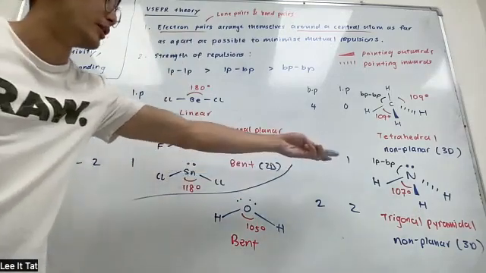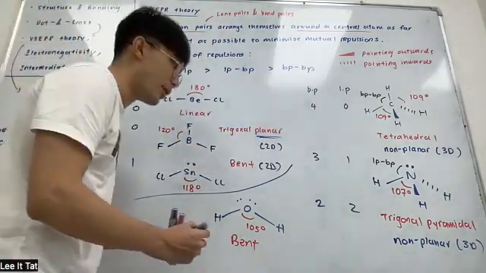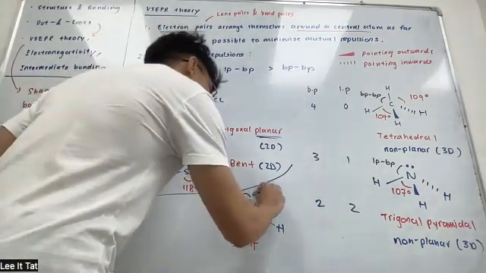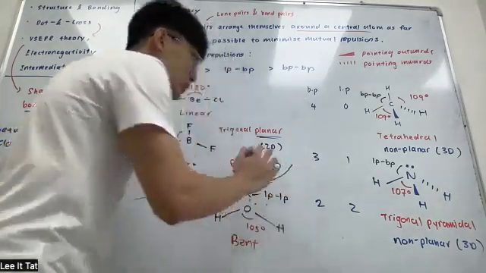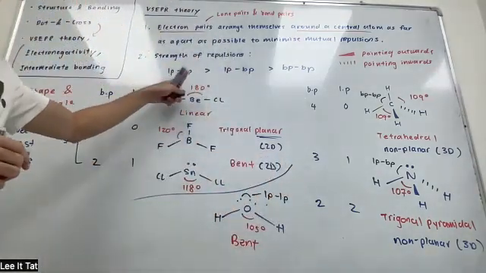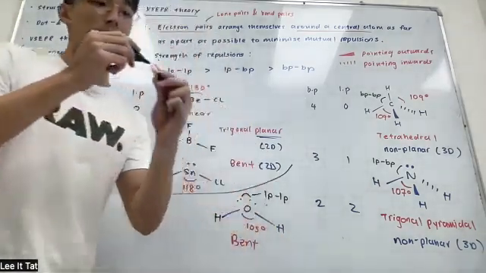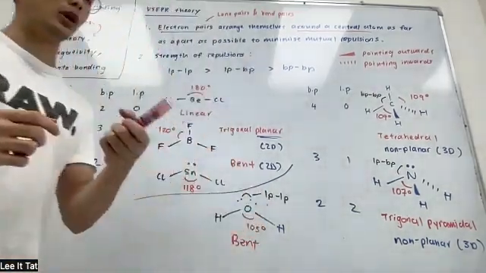Why is it smaller than the other 2? What's the repulsion called? The repulsion here is a lone pair repelling a lone pair, which is the strongest. So it's going to squeeze the bottom the most. That's why the angle is the smallest.